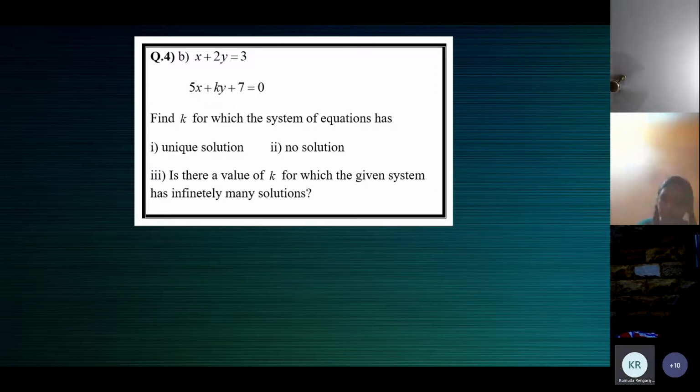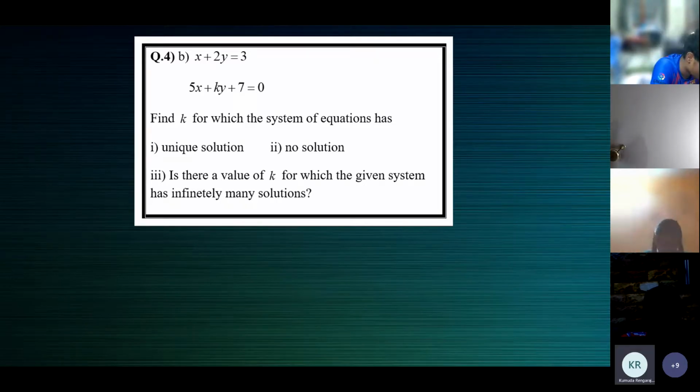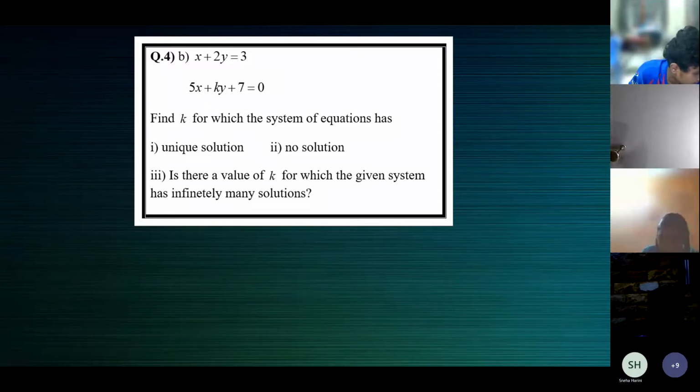What's the value of k for unique solution? 10, ma'am. And you're saying 10. For all real values of k other than 10. Very good. So k should not be 10. Any real value other than 10, the system of equations will have a unique solution. Very good.